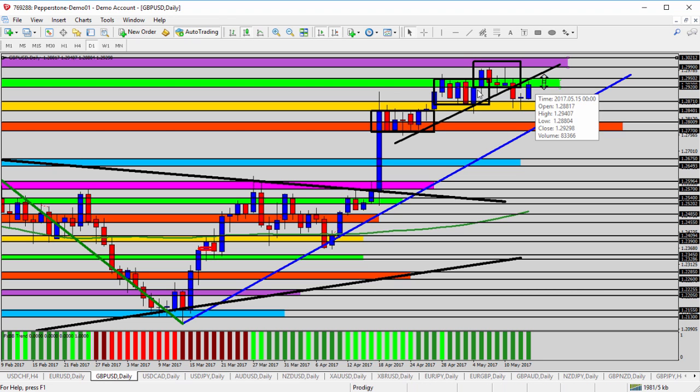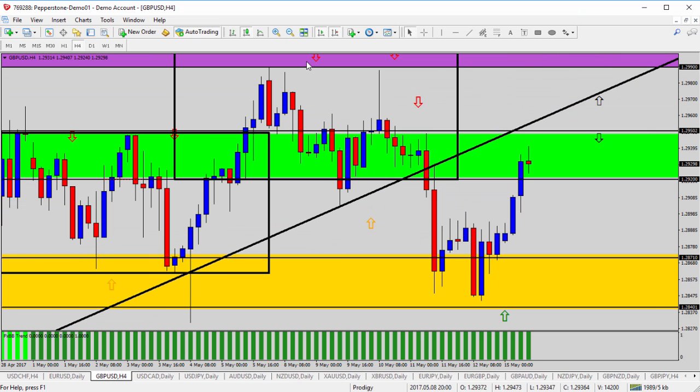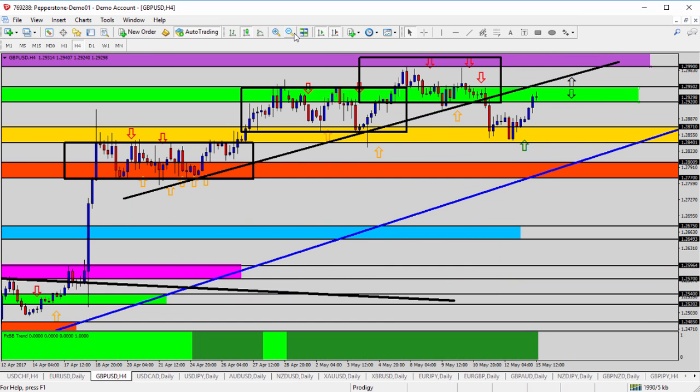The break of the black trend line, the break of the pattern, if it stays under the green zone, we may be looking for further reversal. But we need to pay attention to that zone to see if we're going to see the breakout back above it. 4-hour time frame, take a look at this here on the 4-hour time frame.